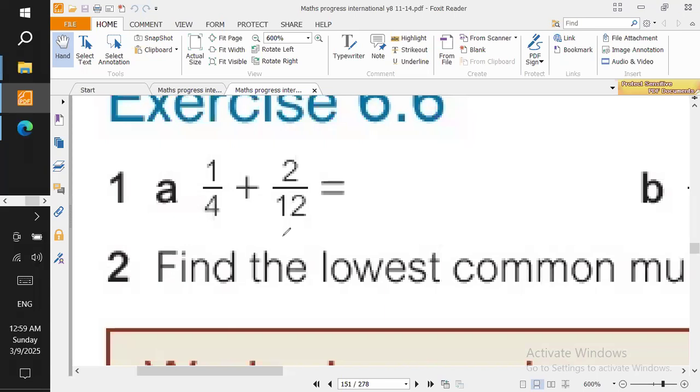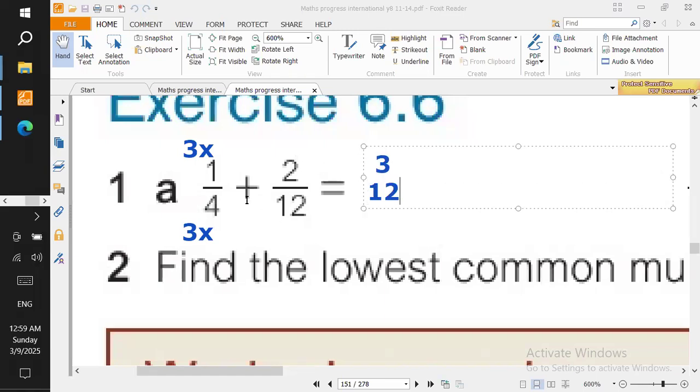If they have a common number between them, it means we can make them the same. So the 4 here, we can multiply it by 3. And at the same time, I'm going to multiply the numerator by 3, so whatever happens to the denominator must happen to the numerator. So 3 times 4 is going to be 12, and 3 times 1 is going to be 3. So we have 3 over 12 plus 2 over 12.